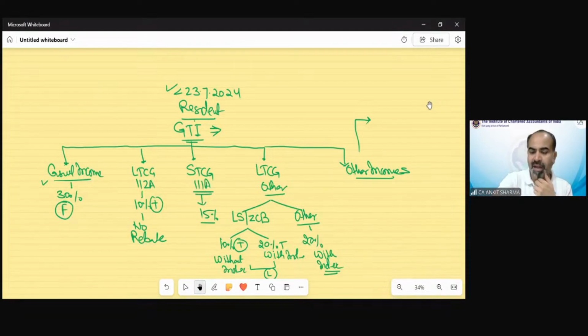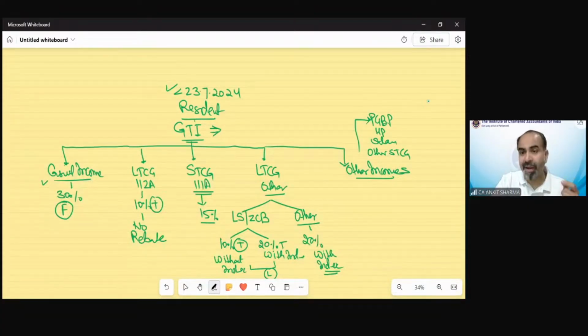PGBP, house property, salary. Very good, correct. So that would be PGBP, house property, salary, other short-term capital gain. Remember, other short-term capital gain, we said that it would be taxed as per slab rate or normal rate of tax. So other than 111A, the short-term gain would also be included in this other category of income. Income from other source except casual income, like interest, dividend, etc. Because casual income has a separate rate of taxability, so that would form part of my other income.